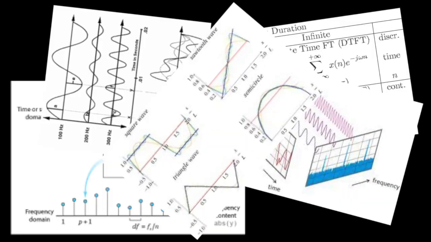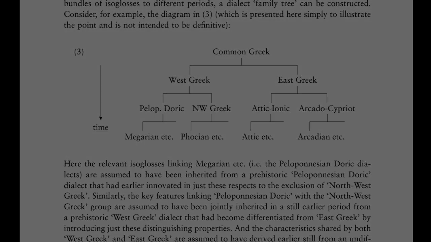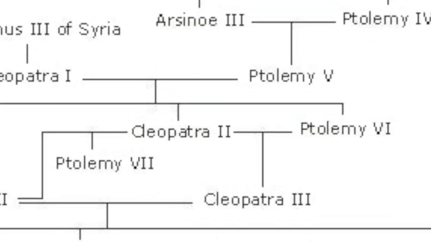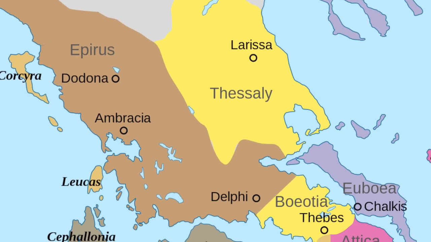I feel like Fourier analysis will be easier to explain at this point. So the family tree model is useless. Unless you're the Ptolemies. Inbreeding much? But that's the fact of the matter.